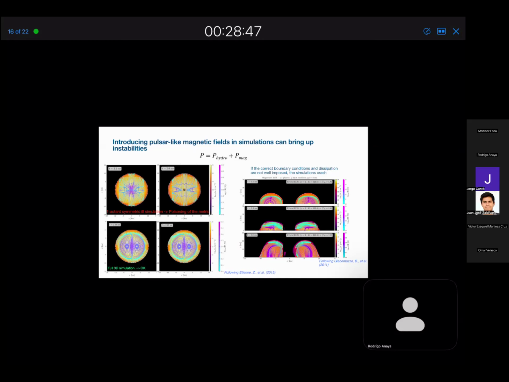In this case, what I did was to move to a full 3D domain scenario. And as you can see here, these magnetic fields are well behaved. They're in very similar stages of evolution. And right now I am targeting the evolution of binary systems with magnetic fields, as you can see in the panel at the right.